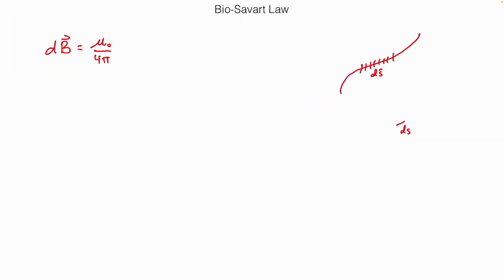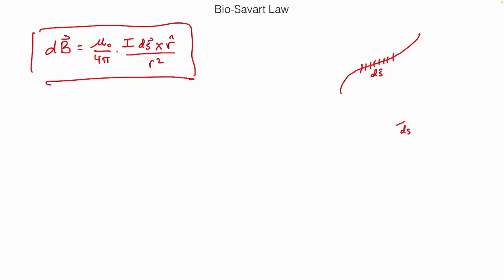All right. Mu naught over 4 pi. Mu naught is a new constant. More on that in a bit. Okay. Times the current, times ds. How are we doing so far? We're good? Crossed into r hat vector, divided by r squared. That's not a times. That's a cross product.